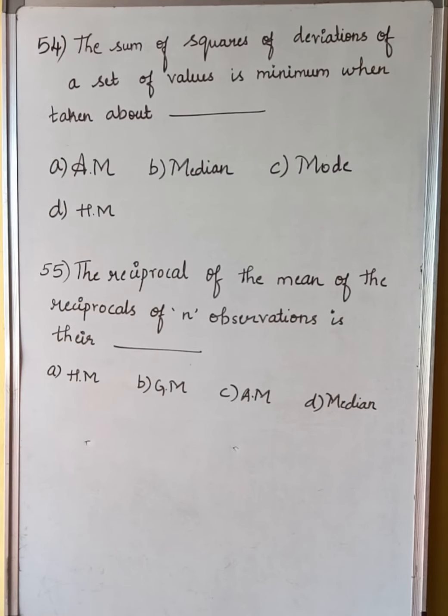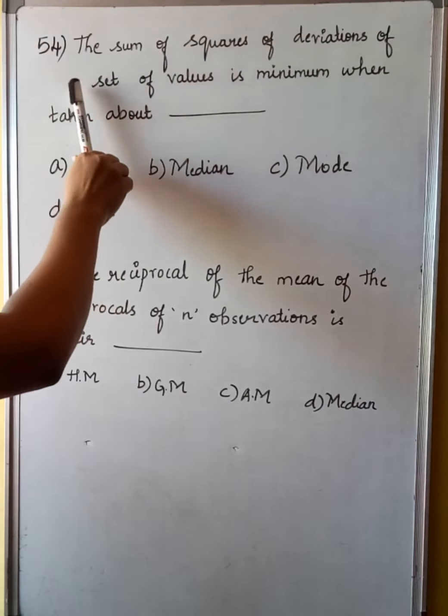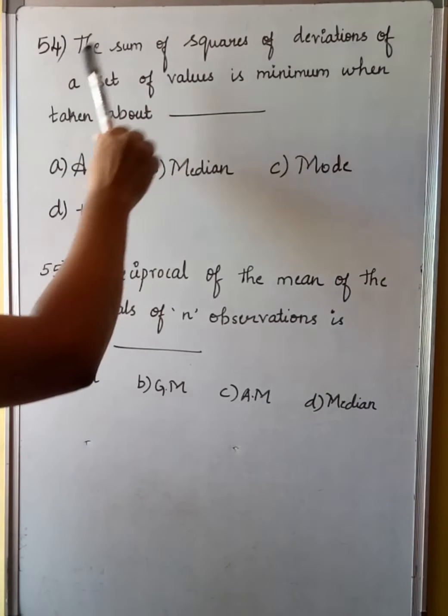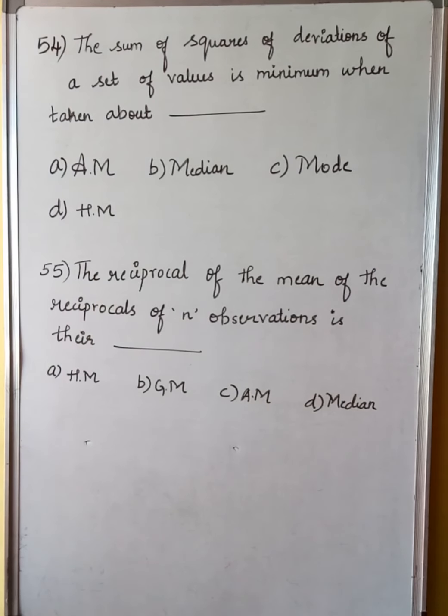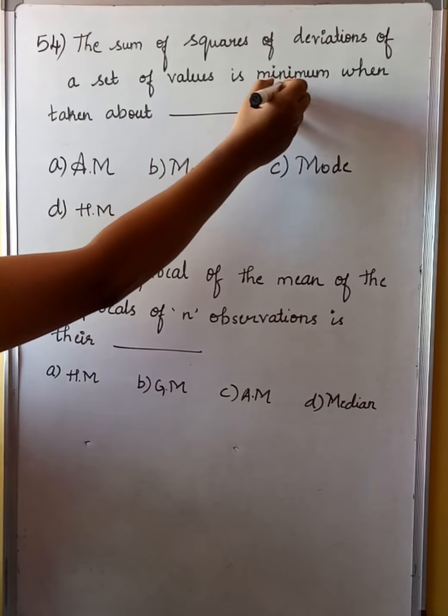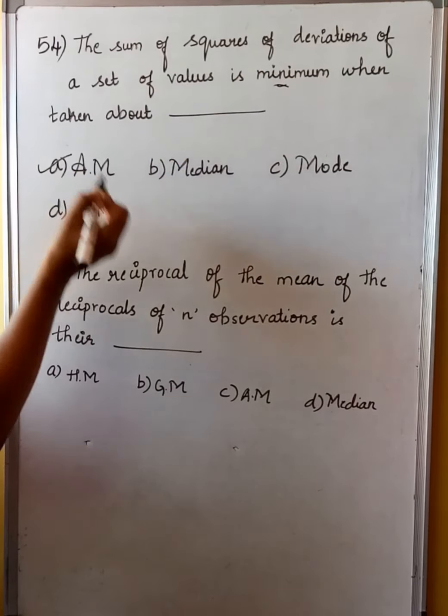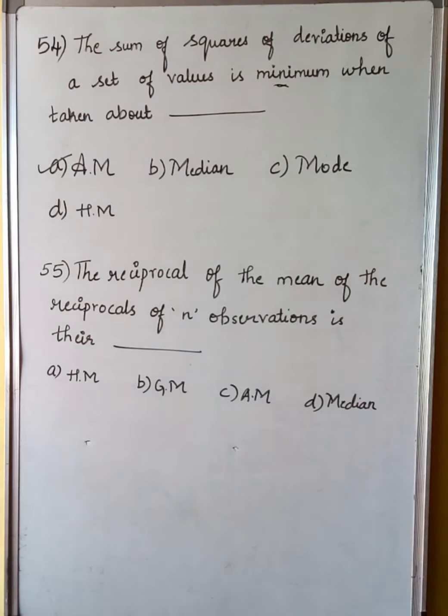So students, I have written the next question. So next question states that 54th one. The sum of squares of deviations of a set of values is minimum when taken about. So one question already we had solved based on this. That is, if the sum of squares of deviations is 0, then it is nothing but called as what? I had thought that it is nothing but called as arithmetic mean. Here, instead of using 0, they said it is minimum. Whenever it is minimum, obviously it will be what? Arithmetic mean. Not median, not mode, not harmonic mean.